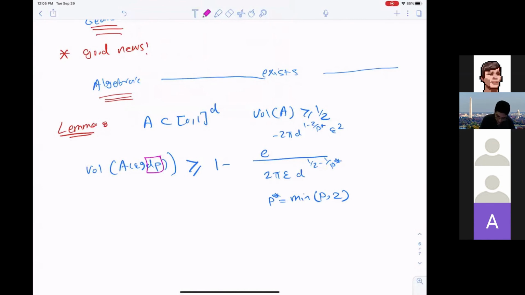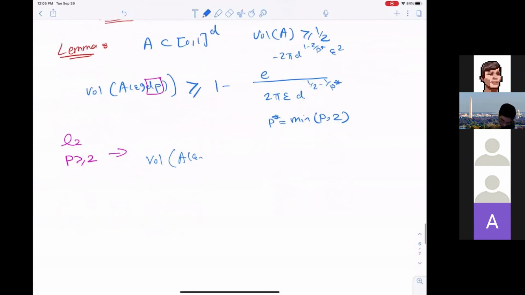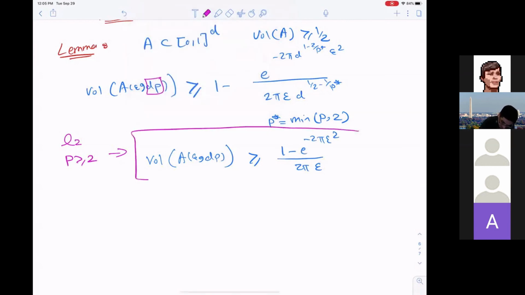So let's assume I'm using L2, so let's say for P greater or equal to 2. Let's say I'm using L2 or L infinity, which are common norms that we use in adversarial robustness. In that case, this formula can be further simplified. So the volume of the epsilon expansion with respect to these P norms, P greater or equal to 2, is going to be 1 minus e to the power minus 2 pi epsilon squared over 2 pi epsilon, because p star is 2, so the d-dependent terms go away.